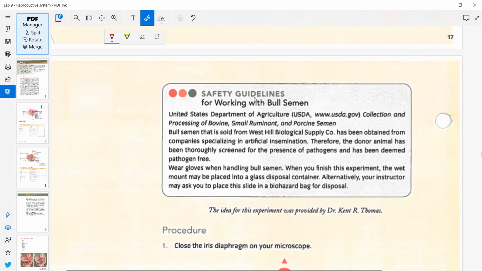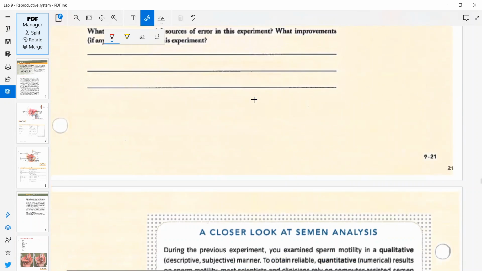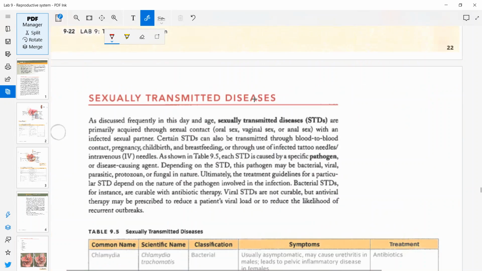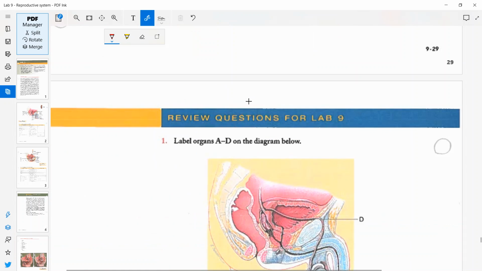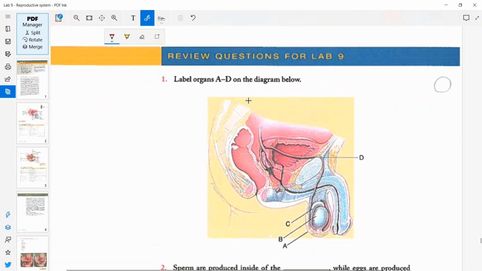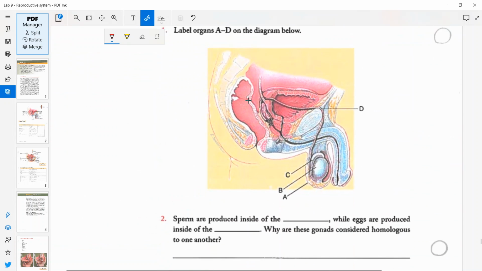Unfortunately, we didn't do the sperm motility part. We're not going to talk about STDs, as I mentioned. We're going to jump onto the review questions. So let's label the organs A and D on the diagram.